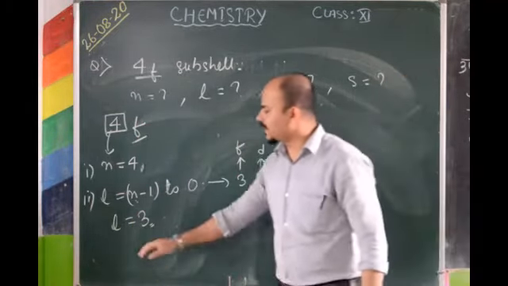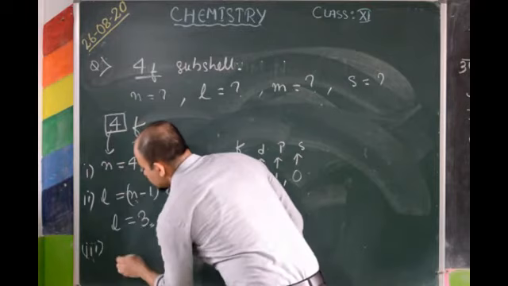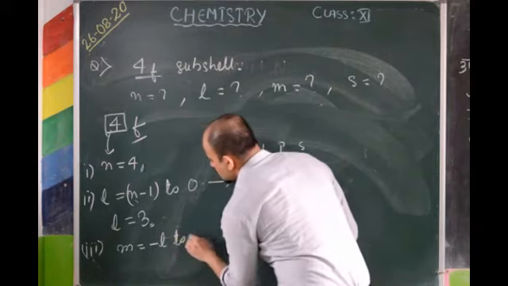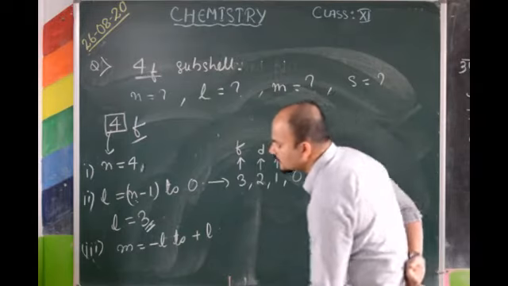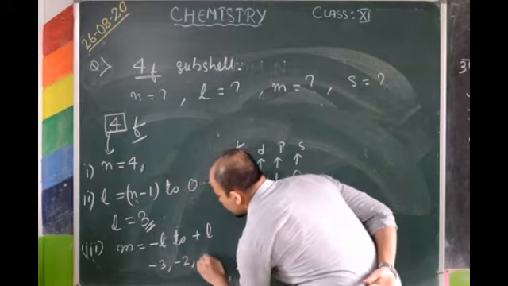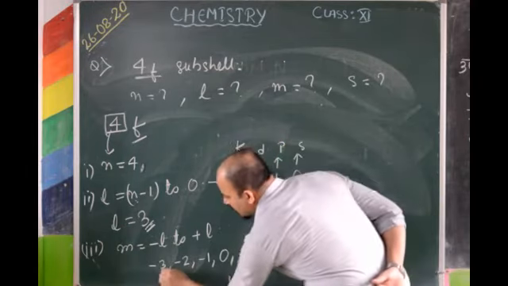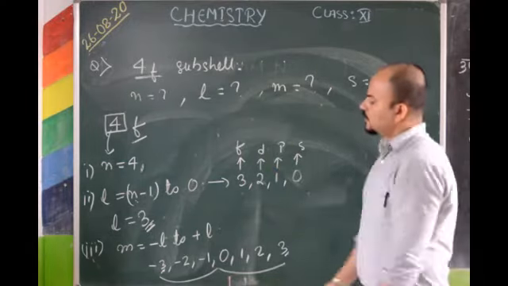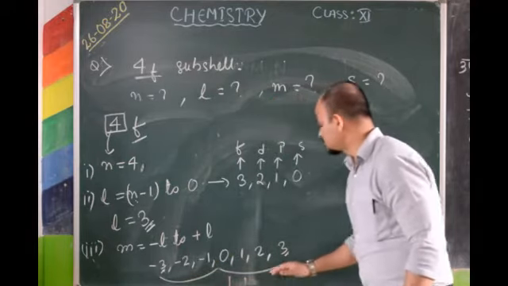Now if you know the value of l, then the magnetic quantum number can also be calculated. m will be from minus l to plus l. The l value is 3. So what are the possible values of m or ml? It is minus 3, minus 2, minus 1, 0, 1, 2 and 3. So minus l to plus l, all the values in between. The value for ml could be from minus 3 to plus 3.